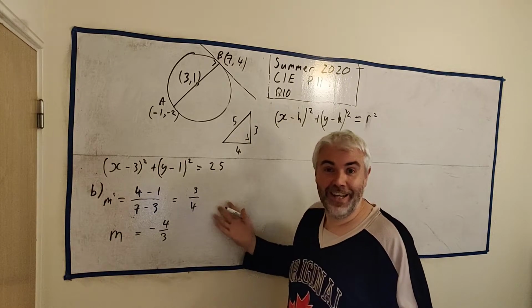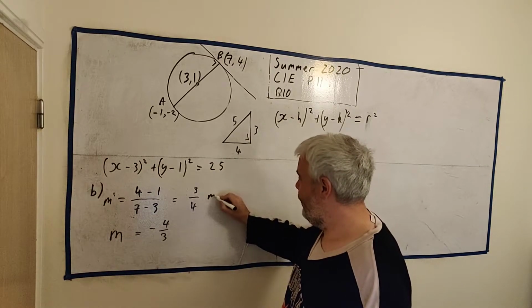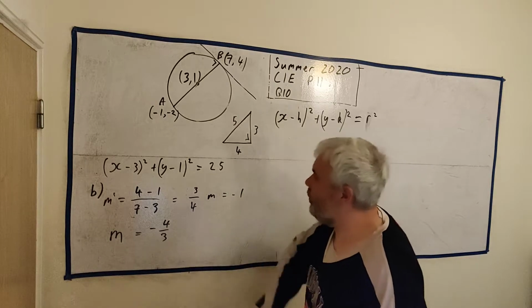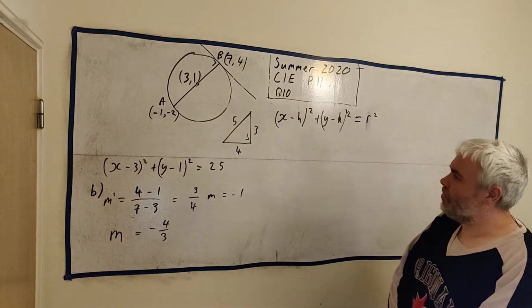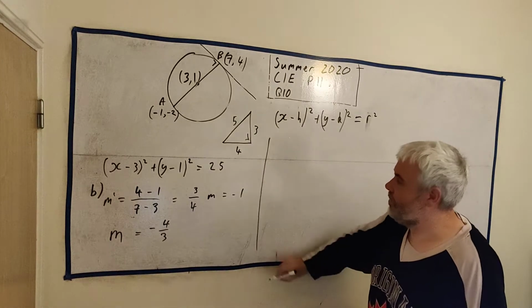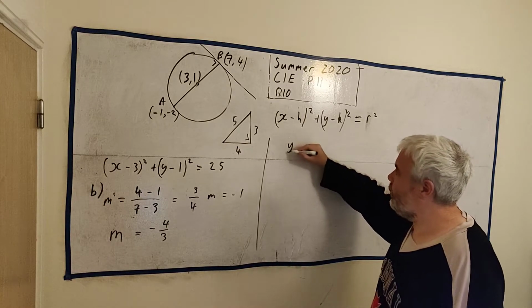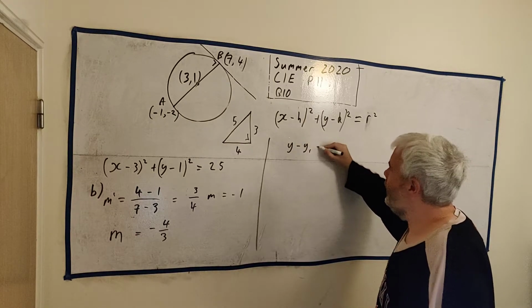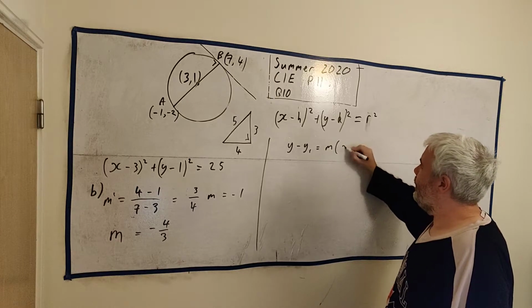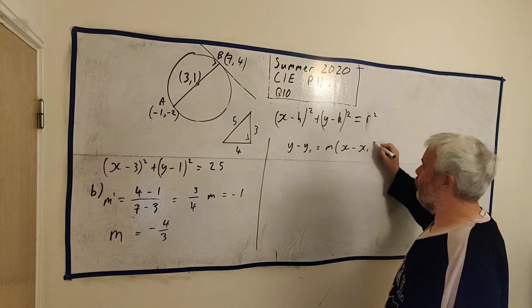But you can do it a long way and solve for m equals minus 1. But it'll come out as that. Okay, so we still need to do the question. The formula for an equation of a line is y minus y1 is equal to m multiplied by x minus x1.